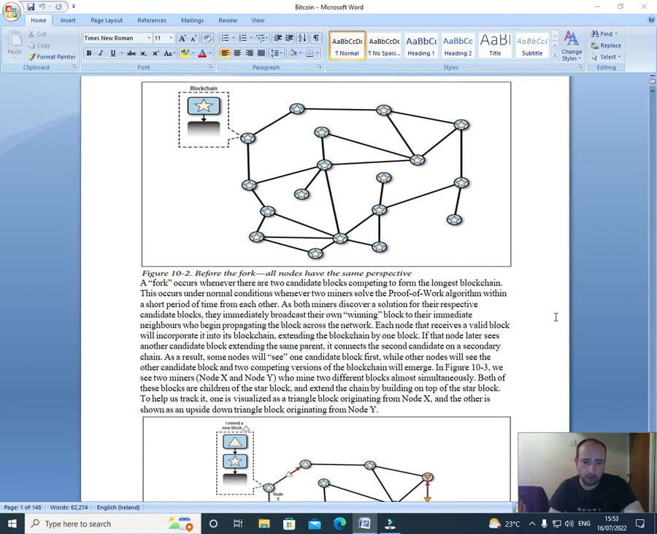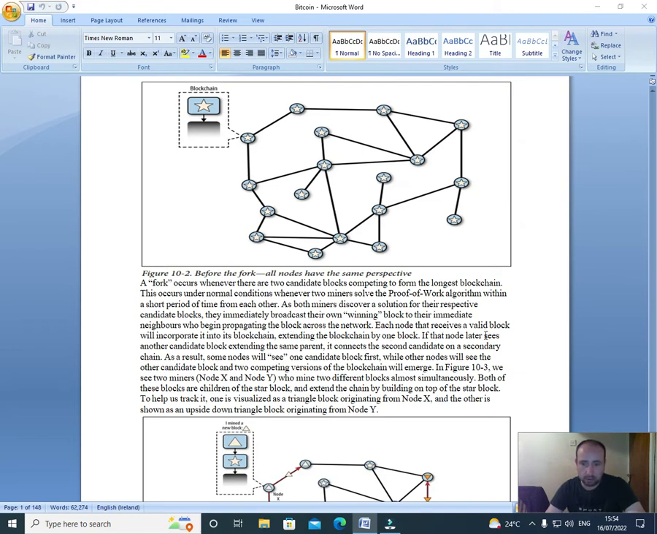A fork occurs whenever there are two candidate blocks competing to form the longest blockchain. This occurs under normal conditions whenever two miners solve the proof of work algorithm within a short period of time from each other. As both miners discover a solution for their respective candidate blocks, they immediately broadcast their own winning block to their immediate neighbors, who begin propagating the block across the network.